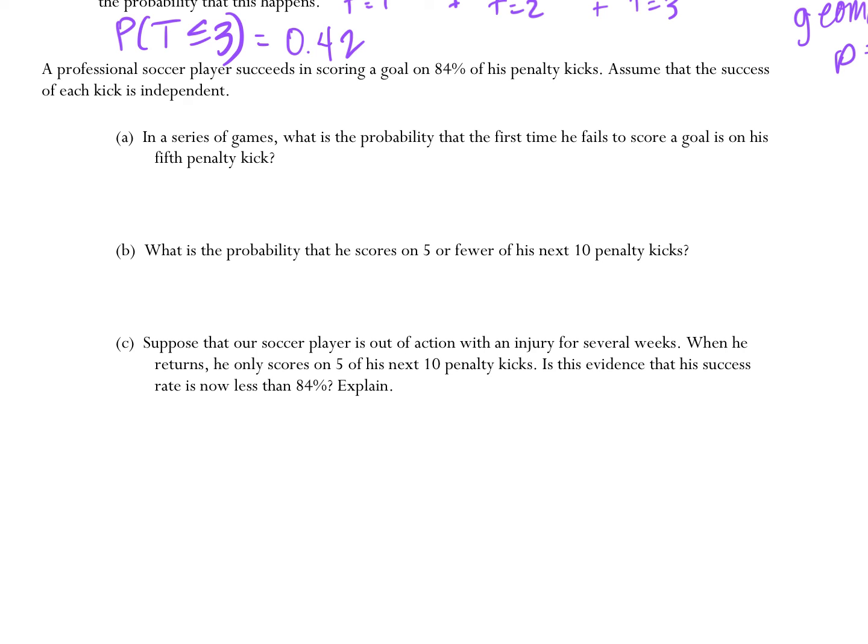And we're going to assume that every time he makes an attempt at scoring, taking a PK, each kick is independent. Okay. So, he's going to be in a series of games. What is the probability that the first time he fails to score is on his 5th penalty kick? Now, guys, as I look at this, it makes me want to write the probability x is equal to 5. Let's start with, does that make sense?